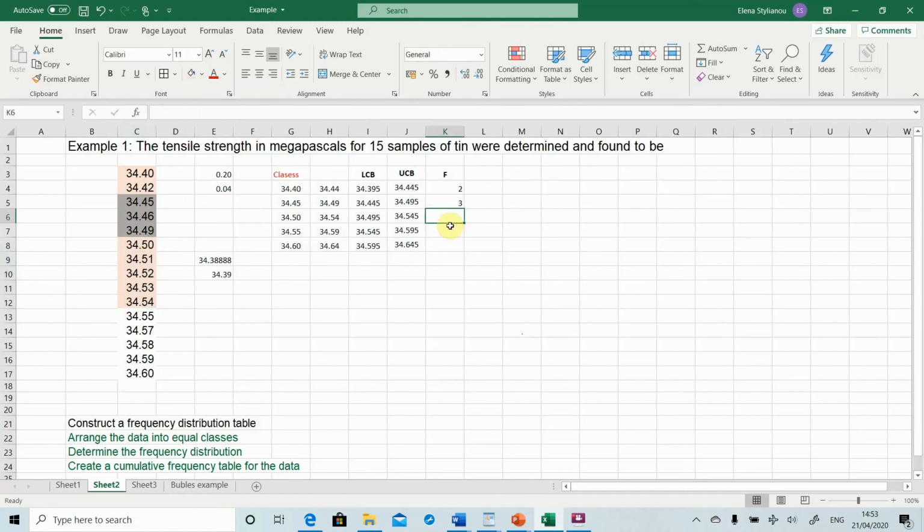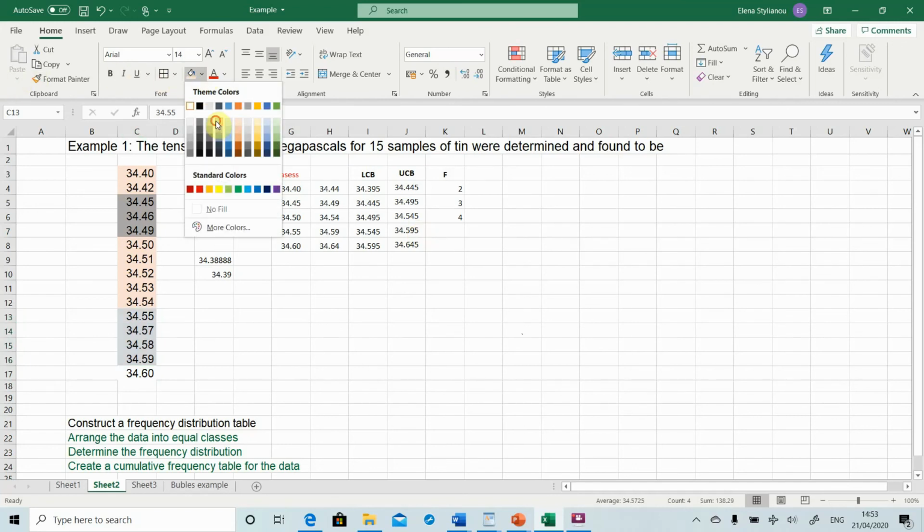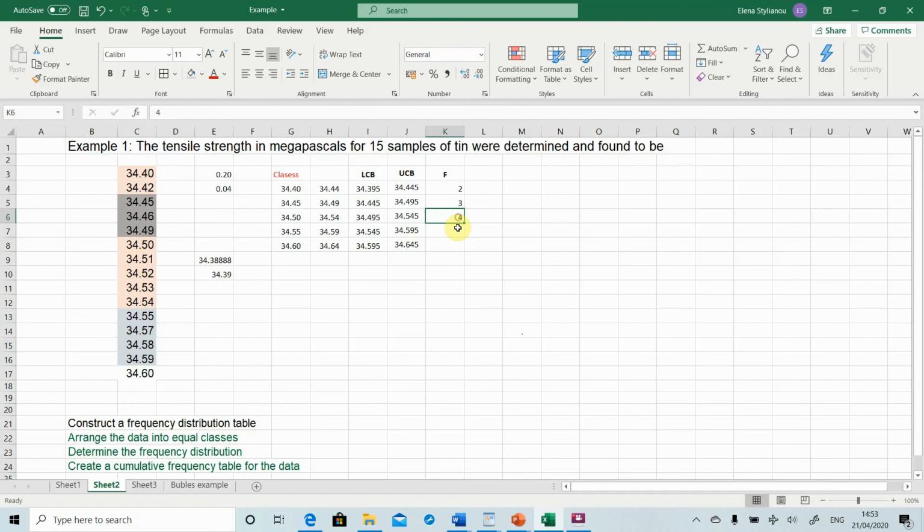Let's go to orange again. It's 5 data here. And the next class, up to 59, how many data? Sorry, here was 5, and here is 4. And just 1 data, and 1 data in our last class. So this is called frequency. It's the class frequency: how many data go into our classes.